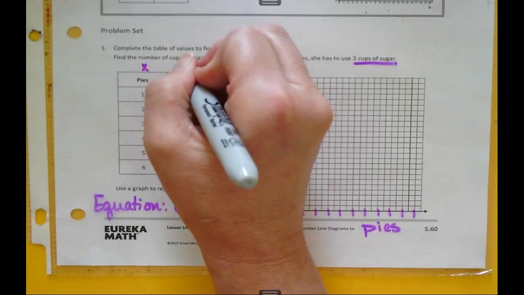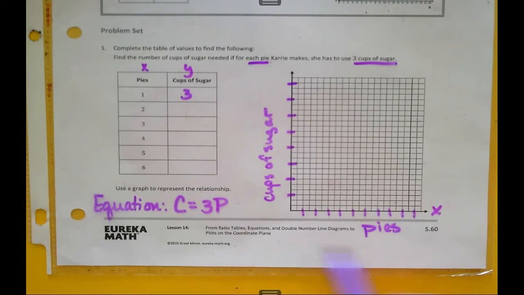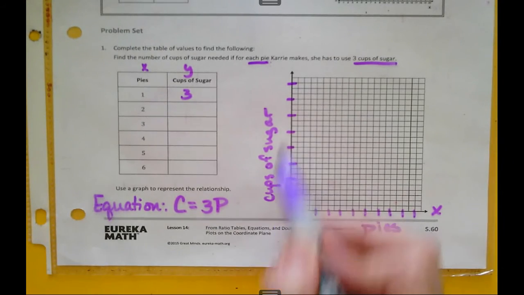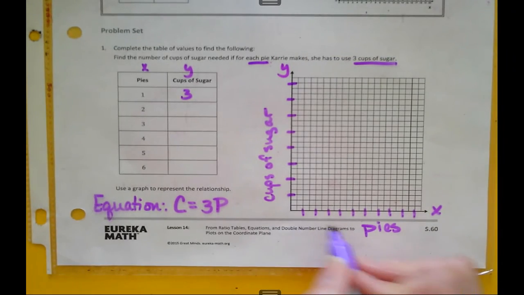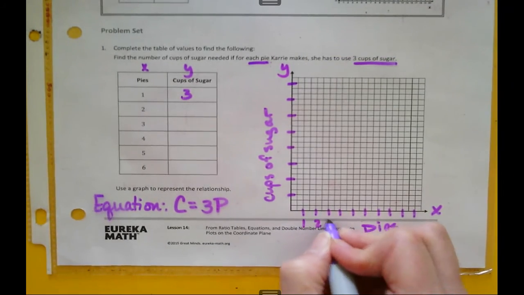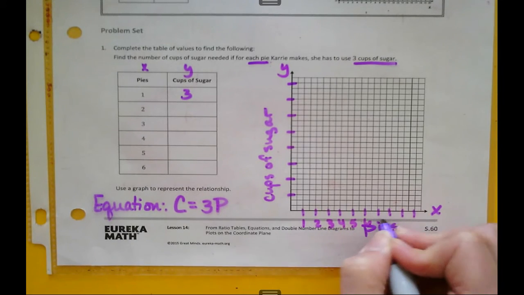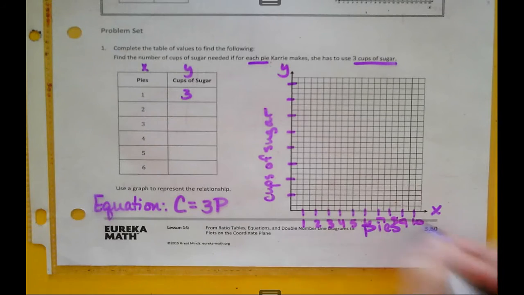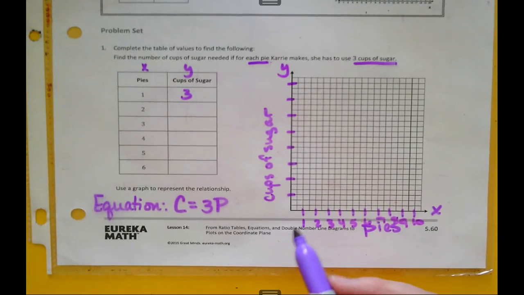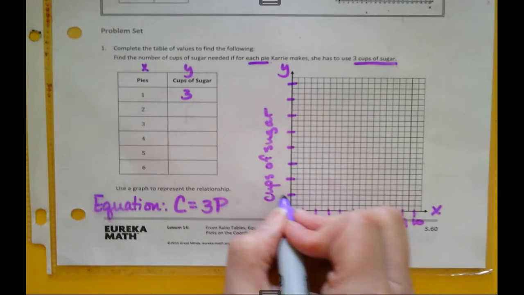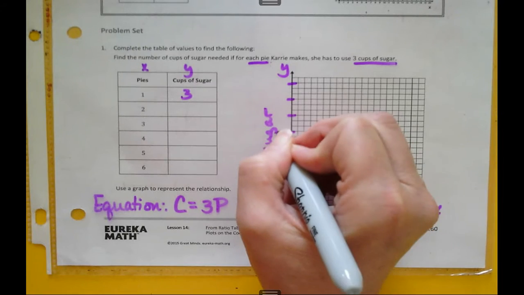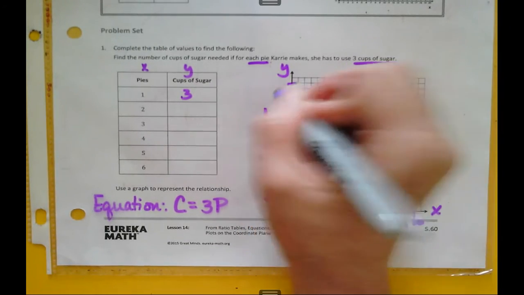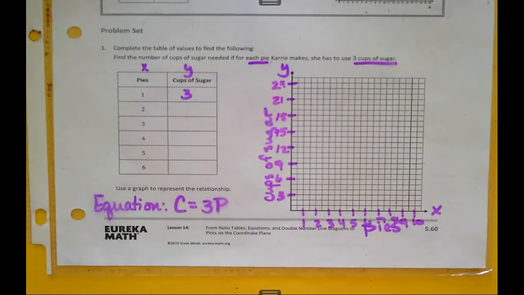Now, the pies go on the x-axis of my graph, which I've already labeled down here. The y, the cups of sugar, goes over here. This is the y-axis. I use 2 squares to represent every one, just to spread it out a little bit more than it would be otherwise. And then up the side, each box represents 1, but I'm only going to label every 3. That makes it a little easier to read what I write, and I don't have to label every single box.